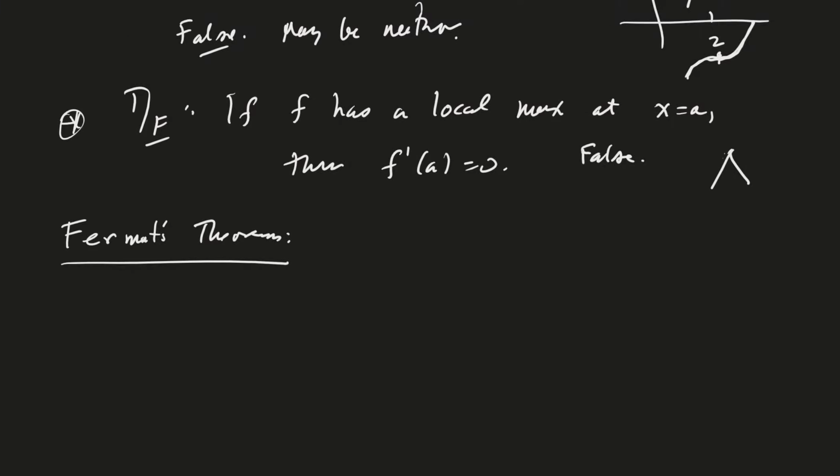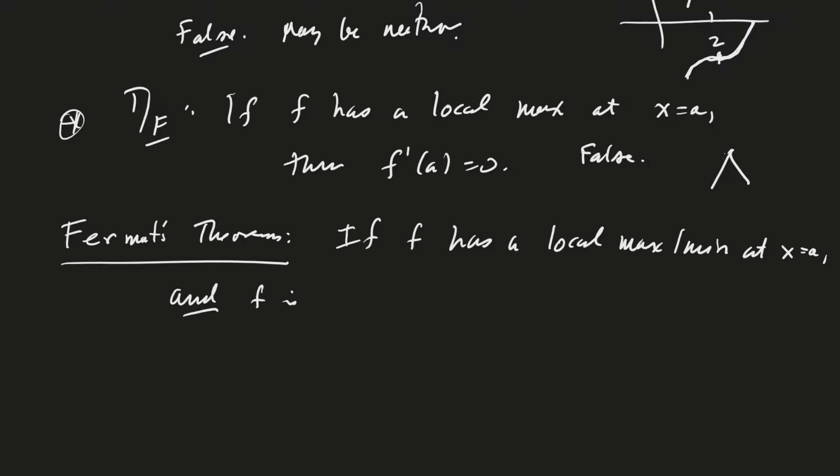But anyway, okay, Fermat's theorem in this case just talks about if f has a local max or min at x equals a, and f is differentiable at x equals a, then what do you think we're going to conclude? F prime at a equals 0. That's our conclusion.